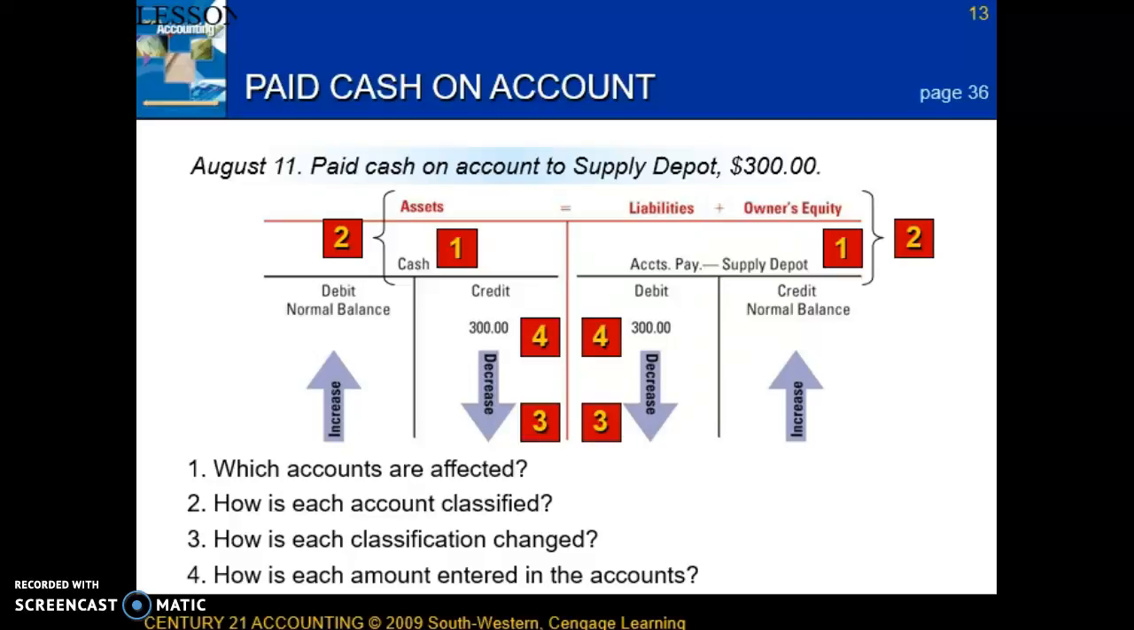So notice this time though, on the example that they have here, they have their T account with the accounting equation. When you do your examples, you won't have the huge T for your accounting equation, so it would be acceptable to put the debit first there as well. So cash and accounts payable Supply Depot. Cash is an asset, accounts payable is a liability. We are decreasing our cash because we are paying cash, so cash is going to be a credit. And then we are also decreasing the amount we owe Supply Depot, so it's going to be a debit of $300.